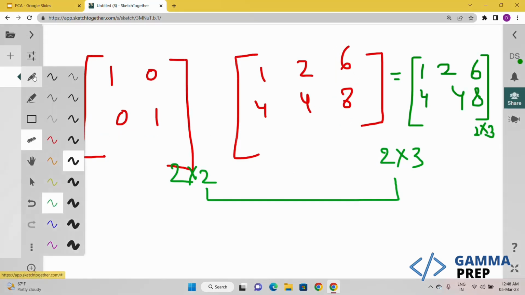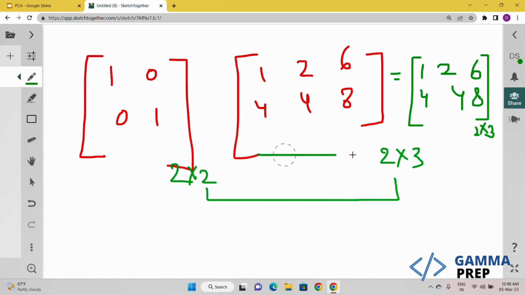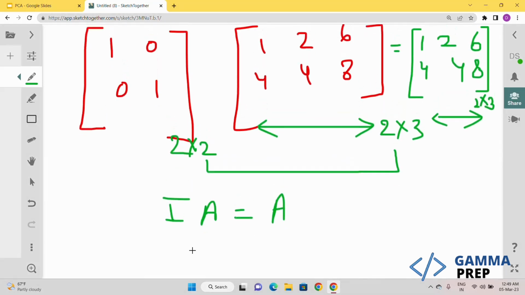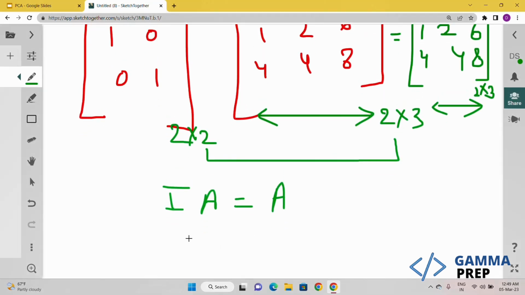So if you see, this is basically the same matrix and you've got the same matrix back. So essentially this is the identity matrix, and let's say if this is A, then it becomes equal to A itself. Or if you want to write it another way, if you multiply the matrix with the identity matrix, you get the same matrix back. That's what I wanted to show.